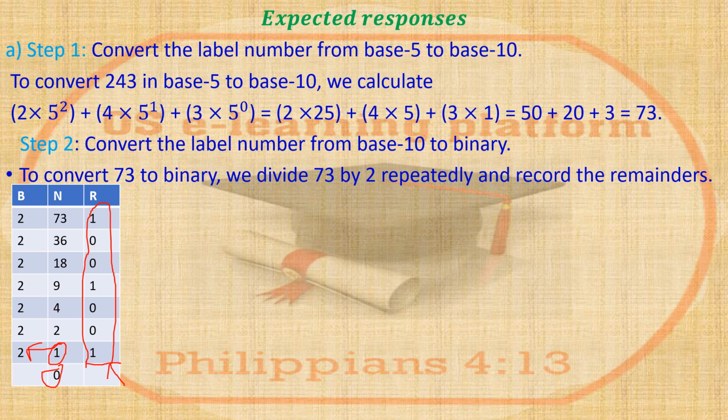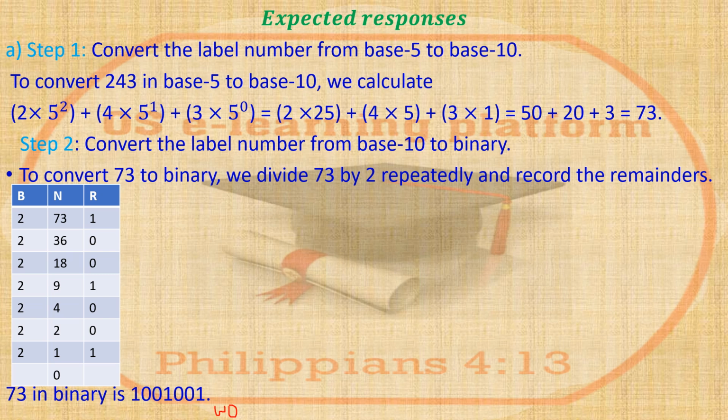So 73 in binary is 1001001, and that is base 2. And then we should know that this is base 10. So that is base 10, and therefore it is from the 243, which was in base 5 initially. So we've converted it, and it is now the binary base.